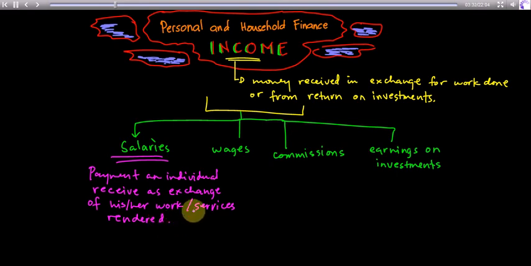Basically, salary is a regular payment. Wages, however, are usually paid on an hourly or daily or weekly basis for work or services which are of a more irregular nature.